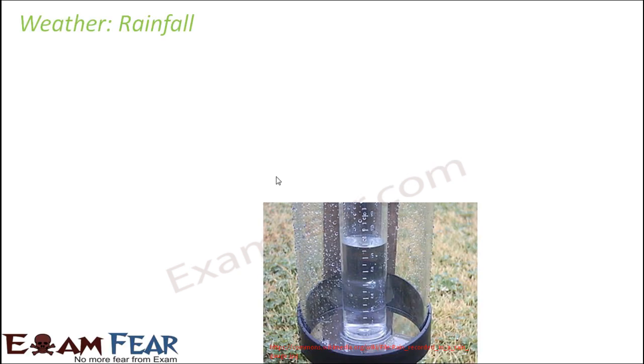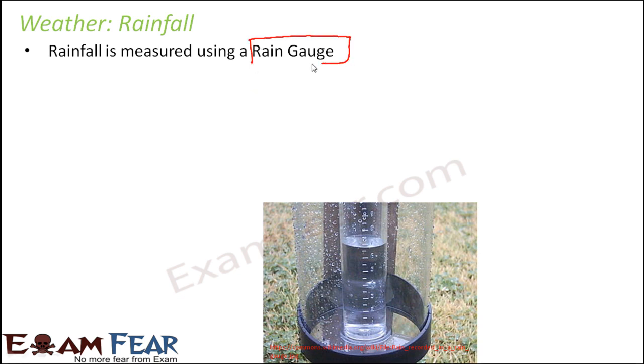So let us now talk about another element of weather which is a very important element, and that is rainfall. Now we often talk of rainy days. Our schools often get shut down if it is raining very heavily. So what is this rainfall and how do we measure how much rainfall is taking place at a particular place? For measuring rainfall, we have something called a rain gauge. This rain gauge helps to measure the amount of rainfall at a particular place.